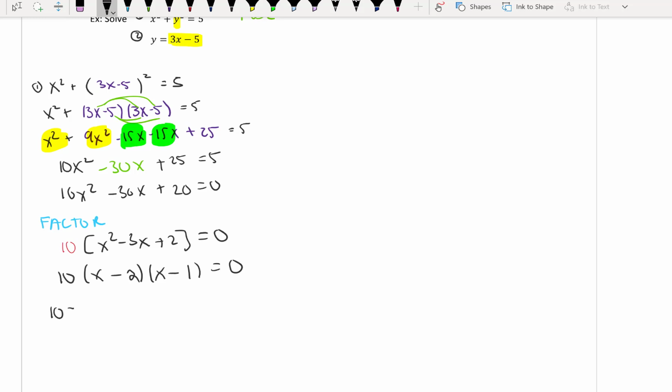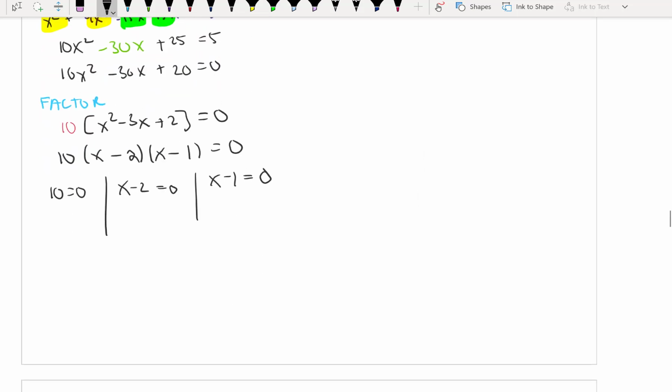So now I have that 10 is equal to 0, x minus 2 is equal to 0, and x minus 1 is equal to 0. Well, 10 equal to 0 doesn't make any sense, so you throw that one out. But here I have that x is equal to positive 2, and x is equal to a negative 1. So these are your possible x values, and you need to find corresponding y values.